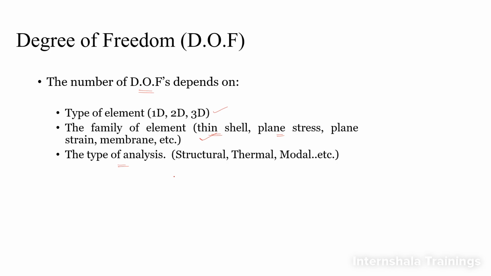So these are the three most important factors that determine how many degrees of freedom are there at each and every node, right? The first one is the type of element, the second one is the family of element to which it belongs, and the third one is the type of analysis, right?